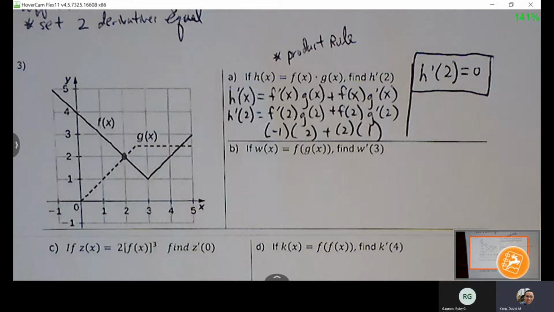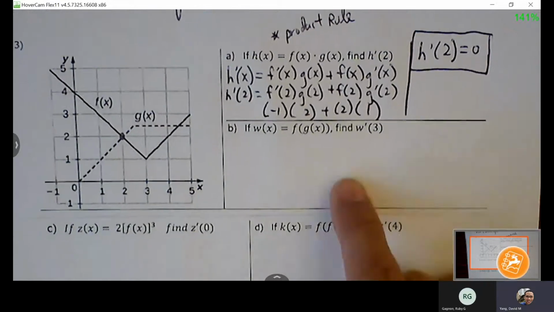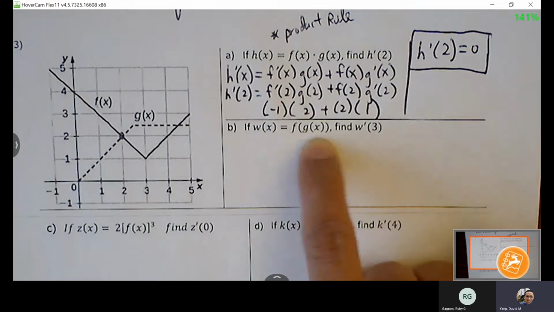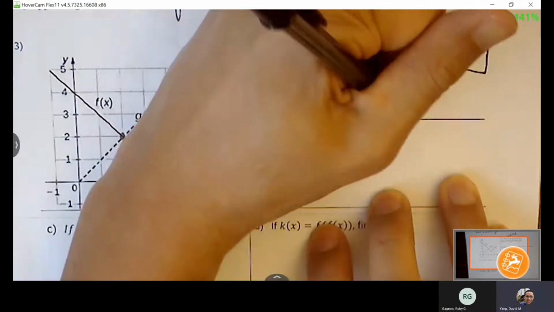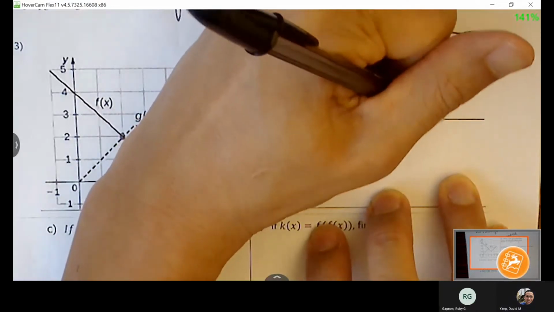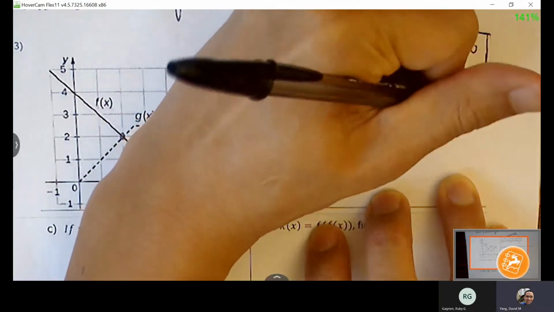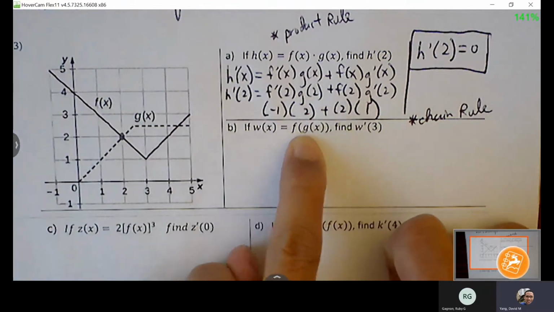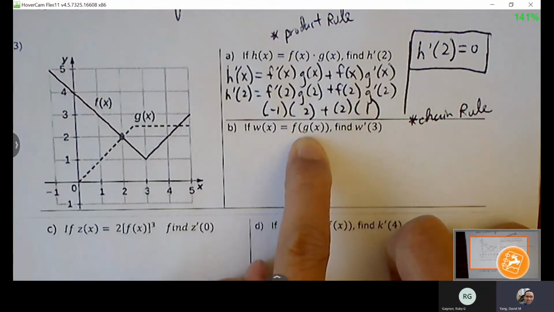Okay, questions there? Part B, w of x equals f of g of x. What does this look like to you if we want to find the derivative? What rule? Chain rule. So chain rule says outside function's derivative, in this case is f, times the inside function's derivative, which is g.